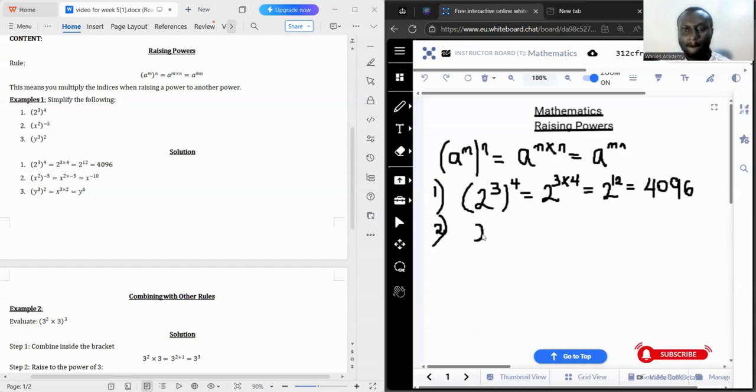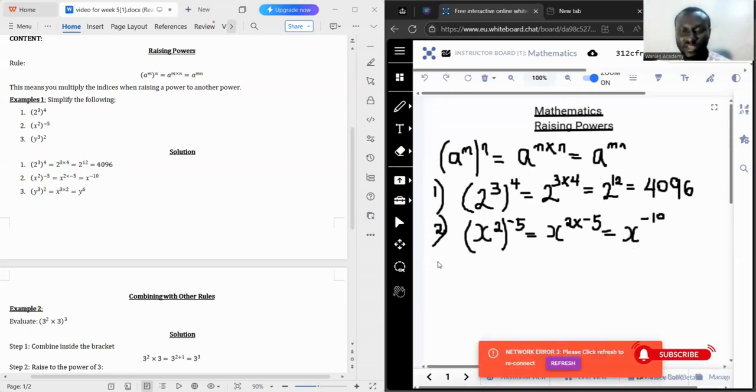Number 2, x raised to power 2, raised to power -5. We use the rule given above, that is, this should be x raised to power 2 multiplied by -5. So this becomes x raised to power 2 times -5, which is -10. Because x is an algebraic letter here, we leave our answer as x raised to power -10.